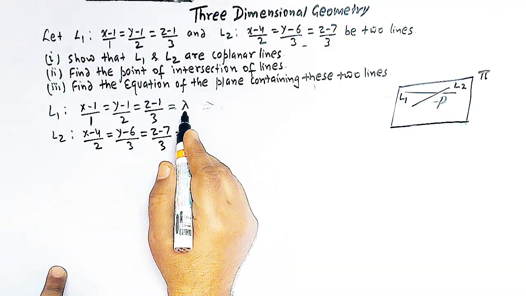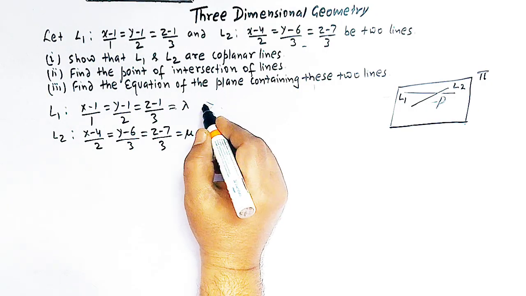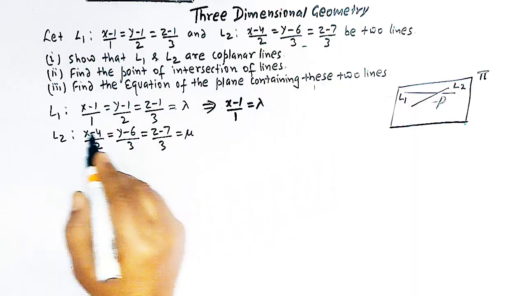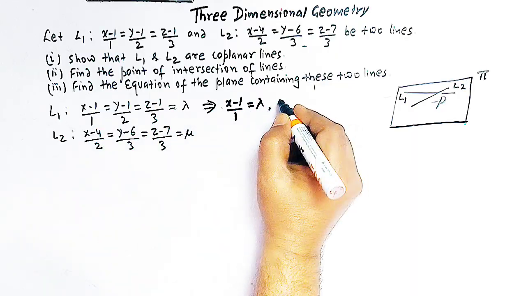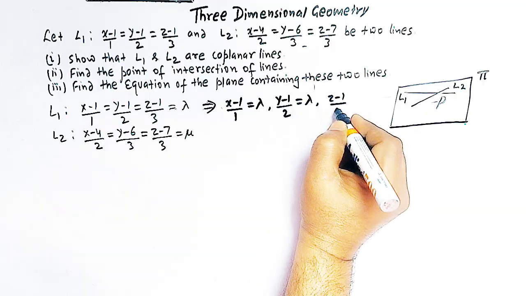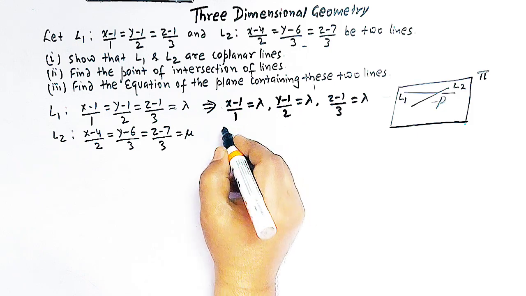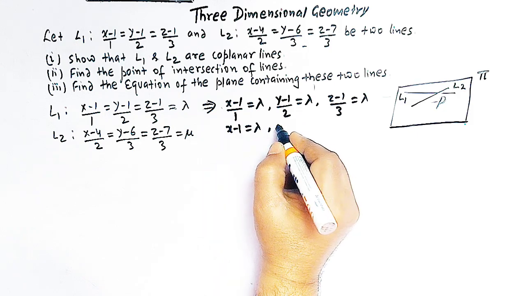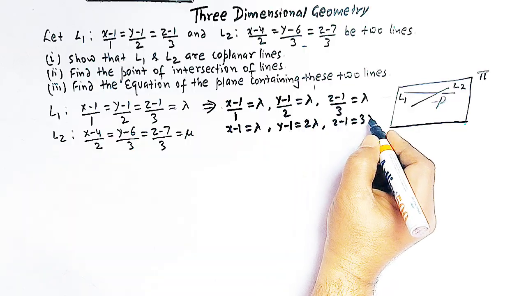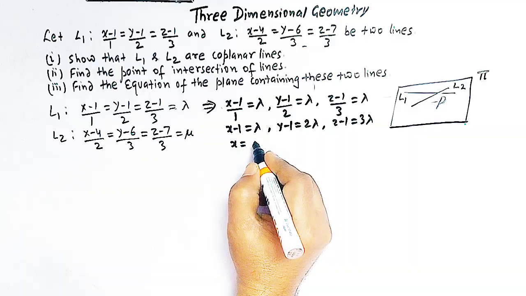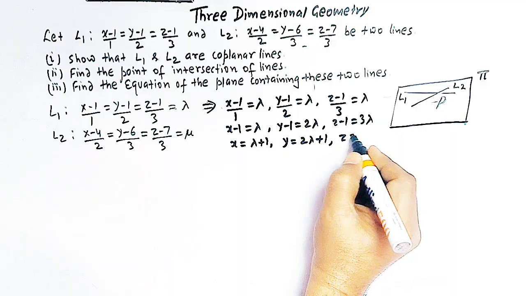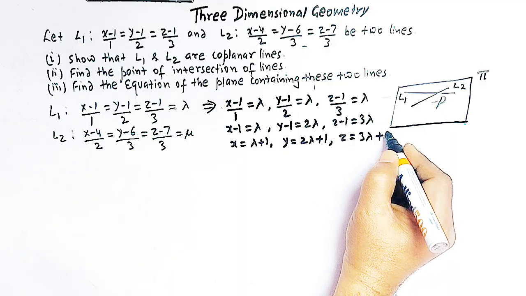So from here we can now write. We have x minus 1 over 1 is equal to lambda, and then y minus 1 over 2 is equal to lambda, and z minus 1 over 3 is equal to lambda. So from here we have x minus 1 is equal to lambda, y minus 1 is equal to 2 lambda, and z minus 1 is equal to 3 lambda. So from here we have x is equal to lambda plus 1, y is equal to 2 lambda plus 1, and z is equal to 3 lambda plus 1, right?